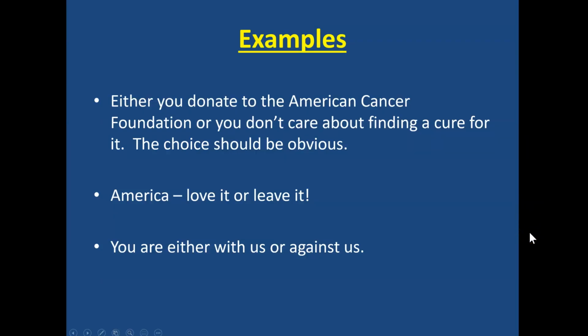So here's some examples. Either you donate to the American Cancer Foundation or you don't care about finding a cure for it. The choice should be obvious, right? Either donate or that means you don't care. Either X or Y, when that's not really true. Notice we're talking about truth or acceptability. That's why this is a problem with cogency. It's not true that either you give or you don't care. You could fall somewhere in the middle, for instance, or maybe you gave at the office, so you're not going to give to this person, right?